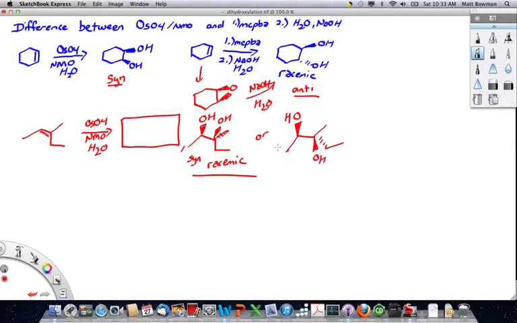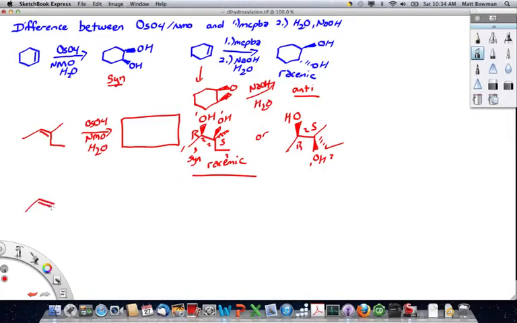The relationship between this structure and this structure, well, 1, 2, 3, that one is R, 1, 2, 3, one is S, this one is R, this one, 1, 2, 3, a little harder to see, but this one is S. So this structure and this structure are the same structure. So you can do it either this way or this way. The important thing is the OHs are syn to each other.